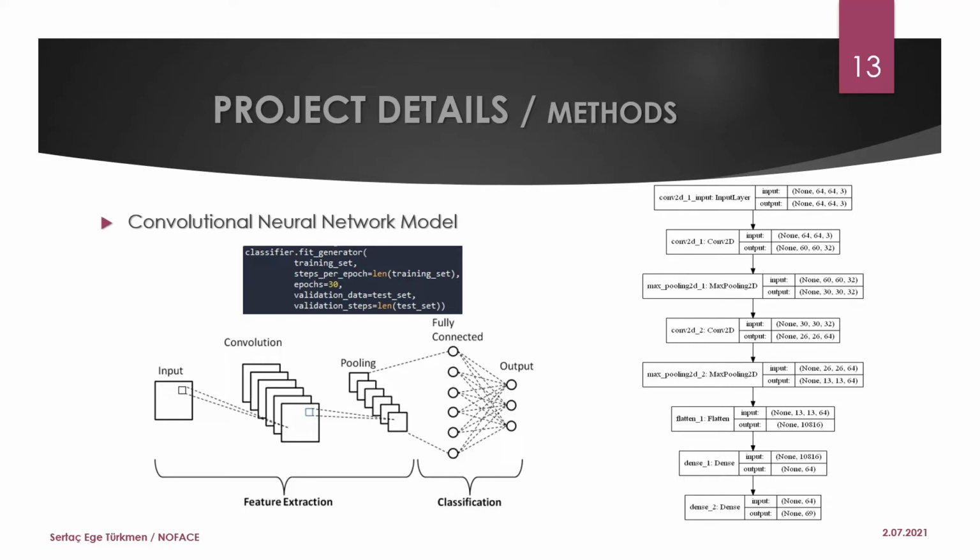It has an input layer which takes inputs of the size 64 by 64 by 3, 2 convolution layers, 2 max pooling layers, 2 dense layers, 1 flattening layer, and an output layer which has the number of neurons the same as the number of individuals in the dataset.